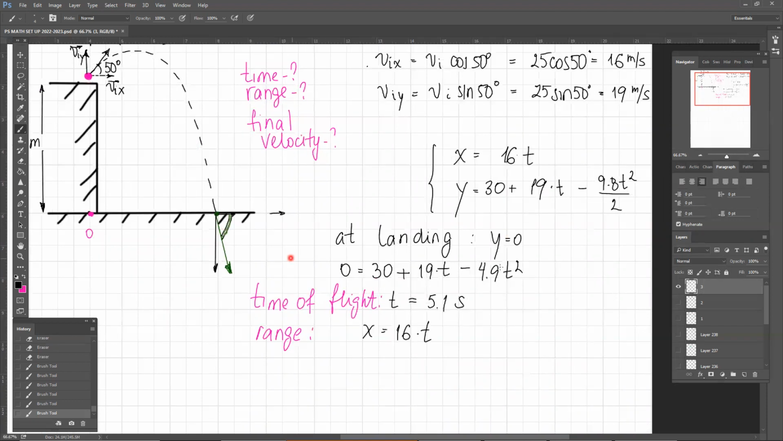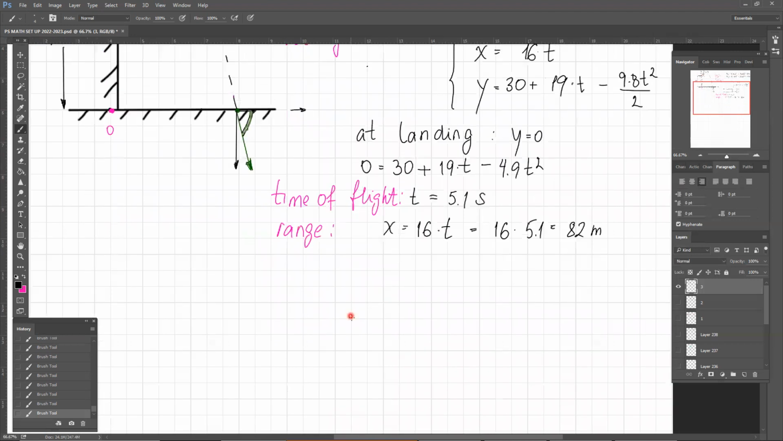Those are the equations that describe this particular case. So let's see, 16 multiplied by 5.1, and we calculate. It looks like we gain 82 meters. As always, put that on pause and consider if it's in fact correct or not. Something along those lines. That's kind of good.